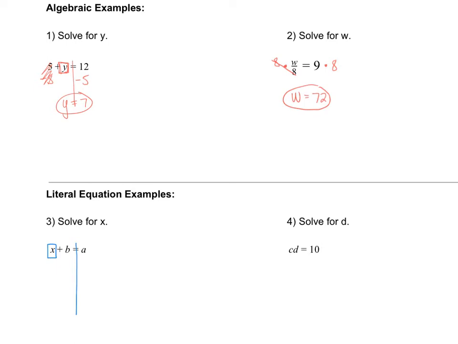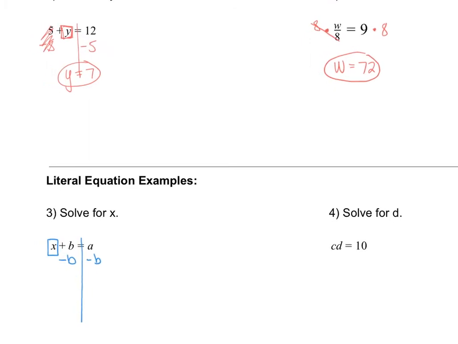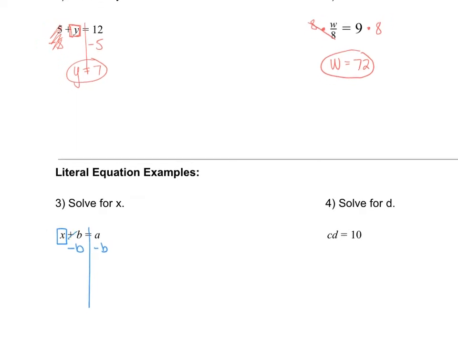Very similar to what we did in number 1, I have plus b here. I want to subtract b from both sides of this equals sign. I'll go over that one more time. Because I want to get rid of that plus b, I'm going to subtract b from both sides of the equal sign, just like in example 1 where I subtracted 5 from both sides. Once I do that, this is going to cancel out, and I'm left with x on this side, which is good. I want to solve for x. I want to get the x by itself.